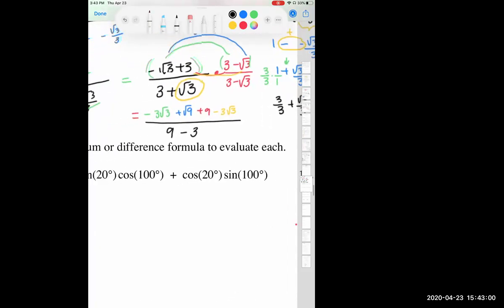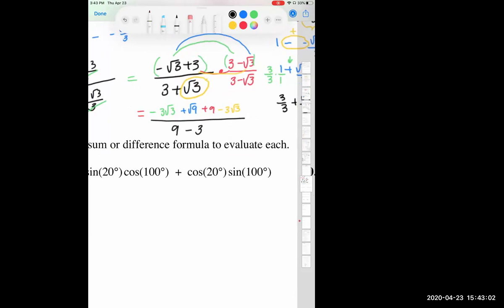All right, let's clean this up. So I have two of those radical 3's. Sorry about the train. So I have negative 3 plus negative 3, it's negative 6. We have negative 6 radical 3. And we have 9 plus square root of 9. Square root of 9 is 3. 9 plus 3 is plus 12. That's my numerator. And your denominator, 9 minus 3 is 6.